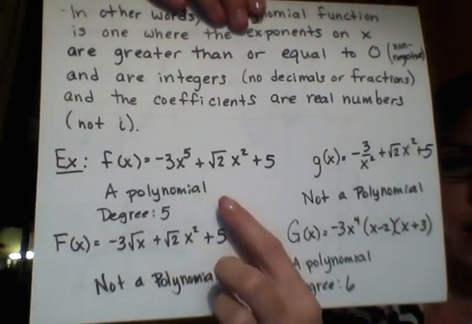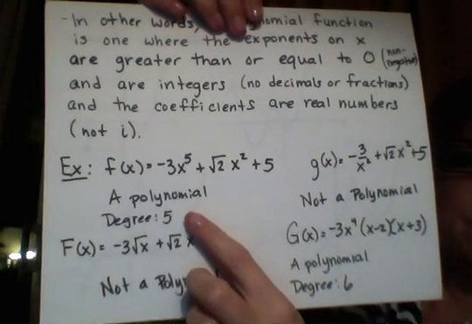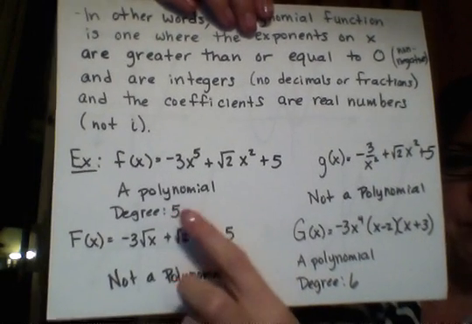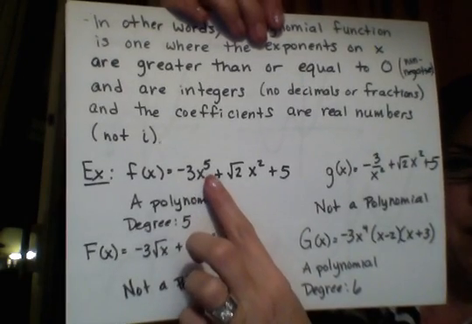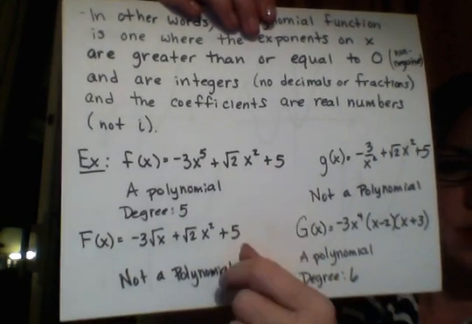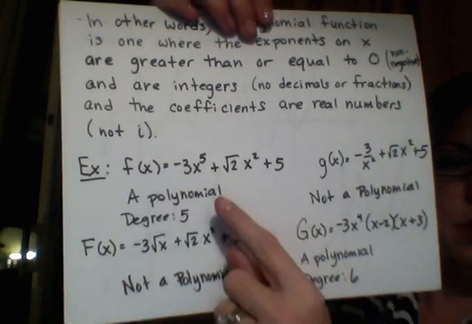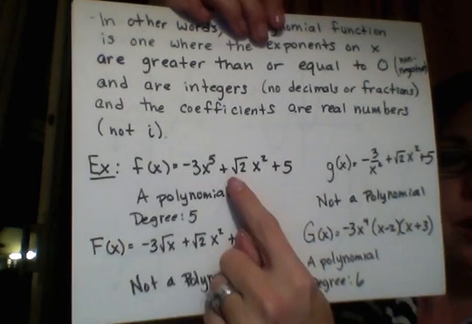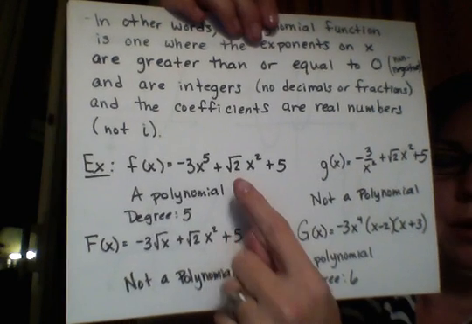This one is a polynomial function. You'll notice that all of the exponents on x are positive, 5 and 2, and they are not decimals or fractions, so that's good. And all of the coefficients are real numbers. Negative 3 is a real number. The square root of 2 is a real number, and 5 obviously is a real number. Right, next we move on to g of x.